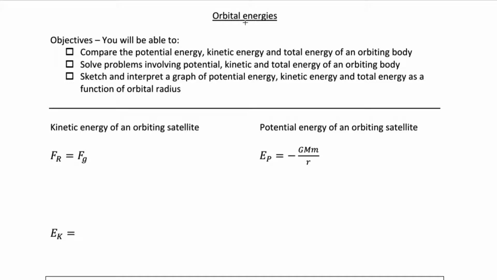This lesson's on orbital energies, and here are the objectives. So let's imagine that we have a satellite in a circular orbit around a planet. Remember, we're always assuming circular orbits in these lessons.